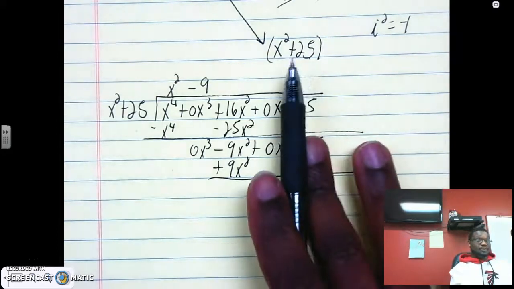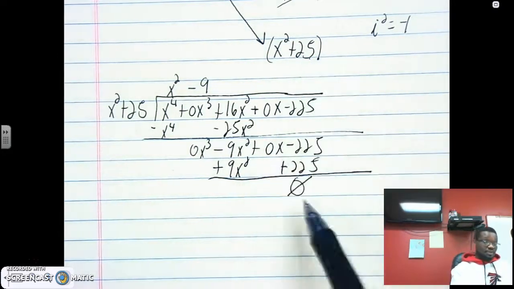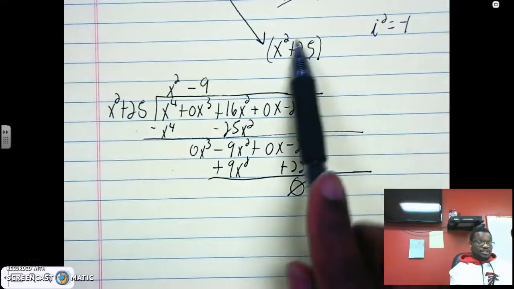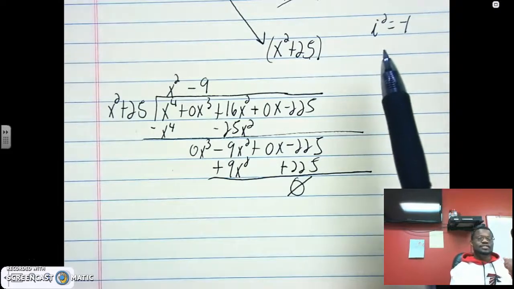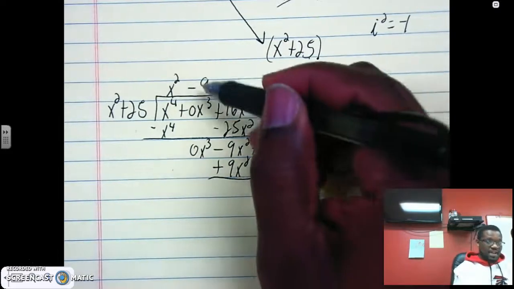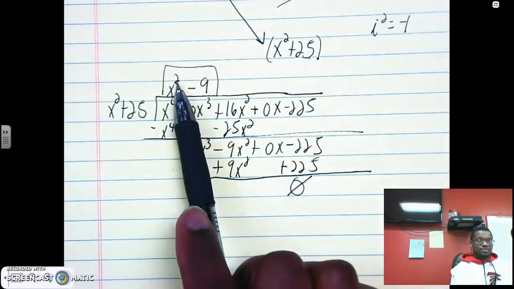I said that x squared plus 25 was a factor. If you don't get a remainder of 0, then you did something wrong over here. If it's a factor, you should get a 0 as a remainder. But look at what I have here. Isn't this easy to figure out now? Notice that my exponent is a 2.